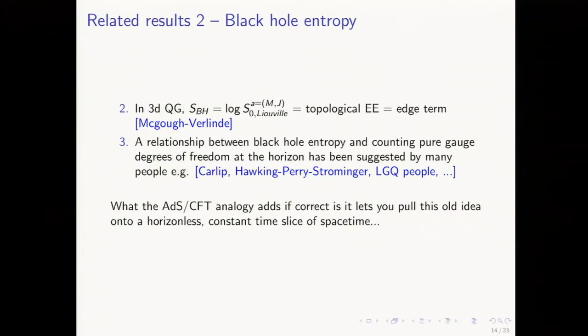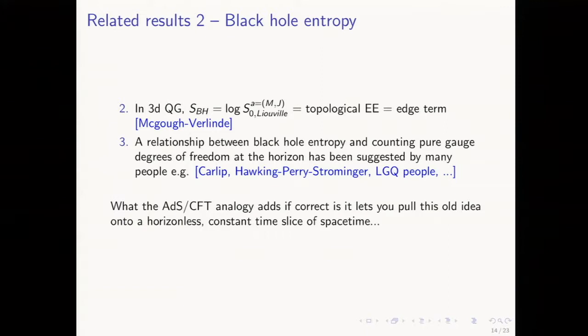A quick list of related results from previously suggested interpretations of black hole entropy. I won't discuss this in any detail, but just as a list. There's one result that in 3D pure quantum gravity, you can relate black hole entropy to the log of a coefficient of the modular S matrix for Liouville CFT. So this is like a topological entanglement entropy for the Chern-Simons description of the pure quantum gravity. As I briefly mentioned earlier, topological entanglement entropy in CS theory can be understood to be like a continuum version of this edge term in the extended Hilbert space construction. Also, the idea that the black hole entropy is counting pure gauge degrees of freedom was suggested by, I think, really several people in the past 20 years.